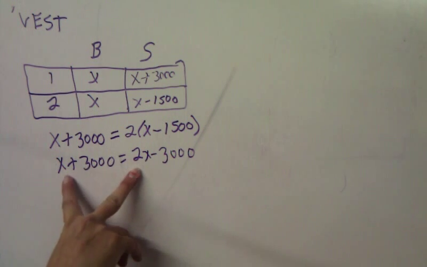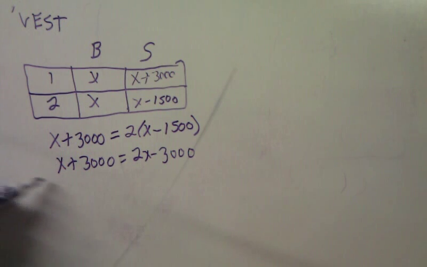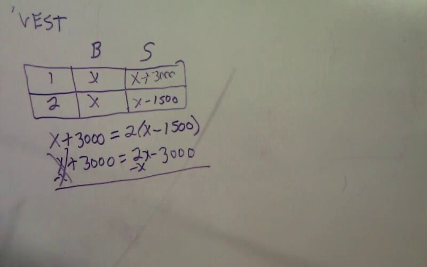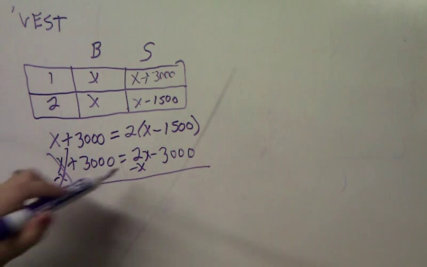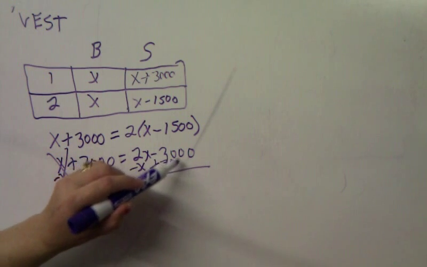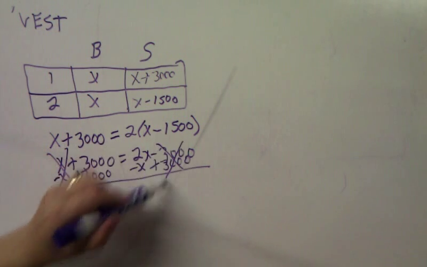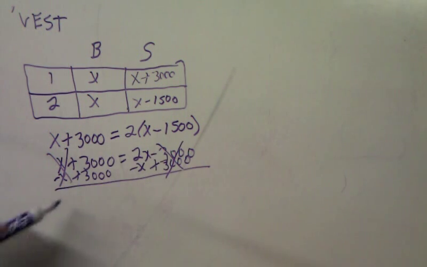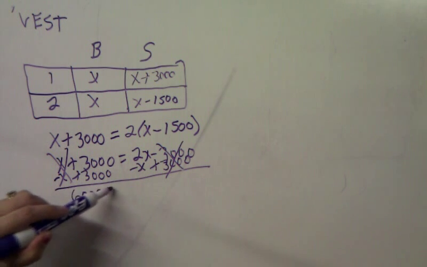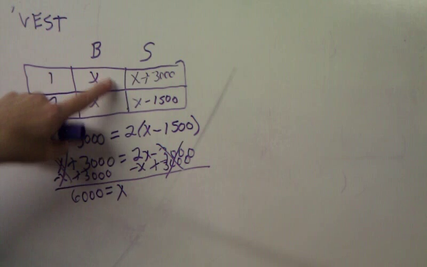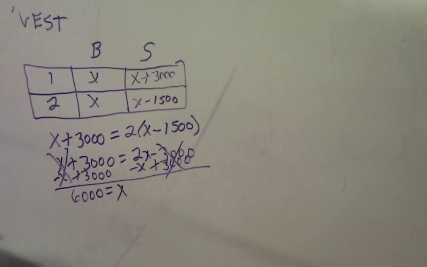X is smaller, so I'm going to subtract X from both sides. This cancels out, which means I need an X over here, so I need that to cancel out. So I'm going to add 3,000 to both sides. And that cancels out. I have an X on each side. So 6,000 equals X. What did each lot cost? Each lot cost $6,000. On your answer, don't forget your dollar sign.